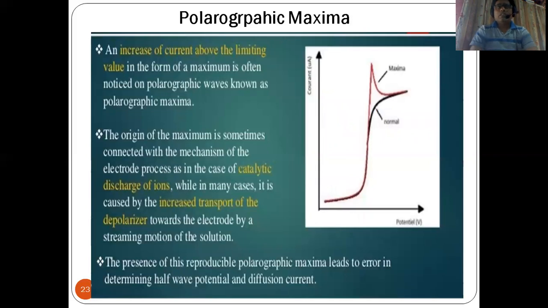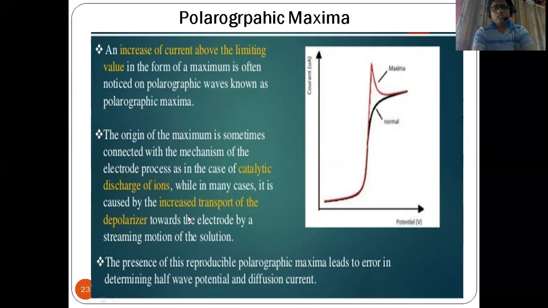There is another difficulty that arises in polarographic analysis, that is polarographic maxima. So normally we will get this type of graph, but in several cases we observe that at the limiting current we will observe a certain kind of maxima here. So why does this maxima occur? There may be several kinds of reasons, but the exact reason is still not known.